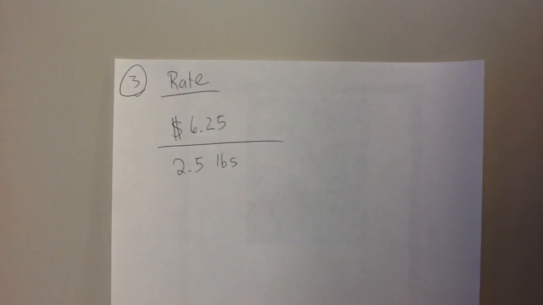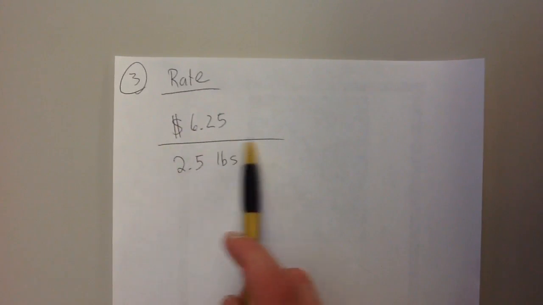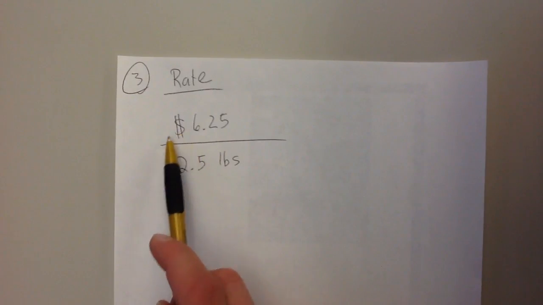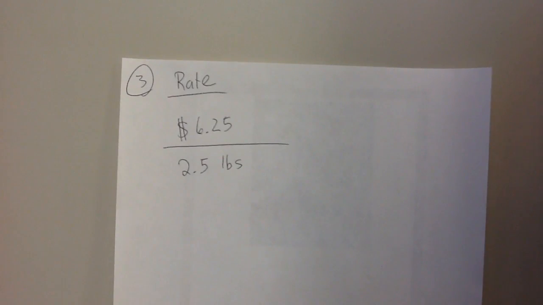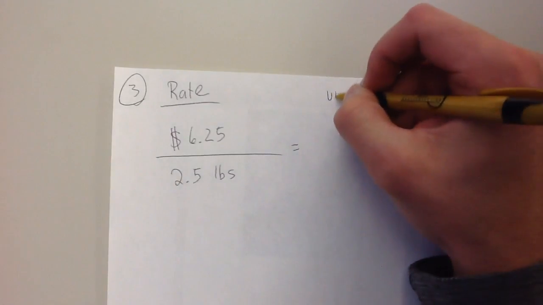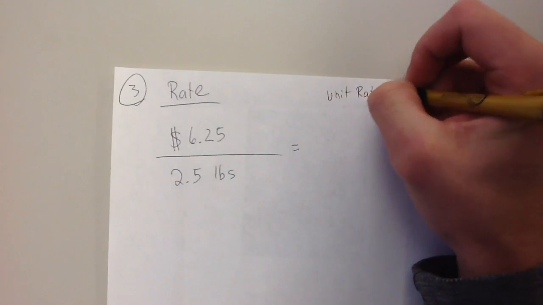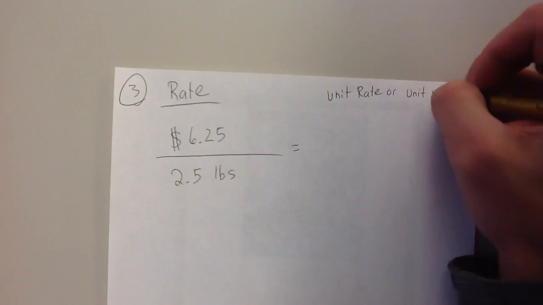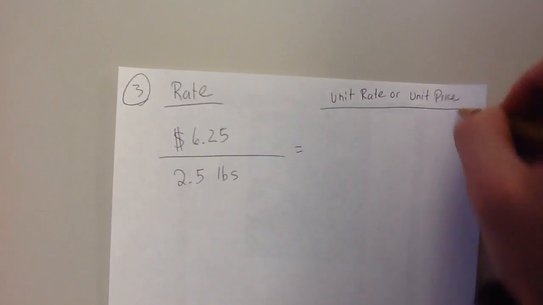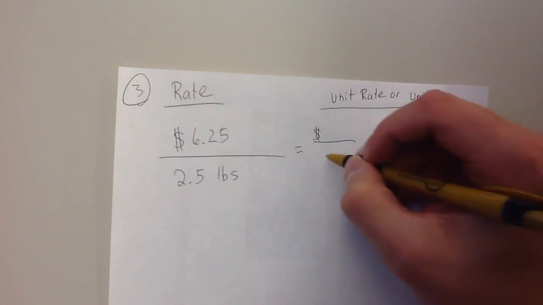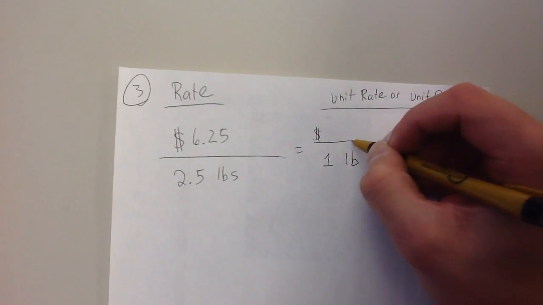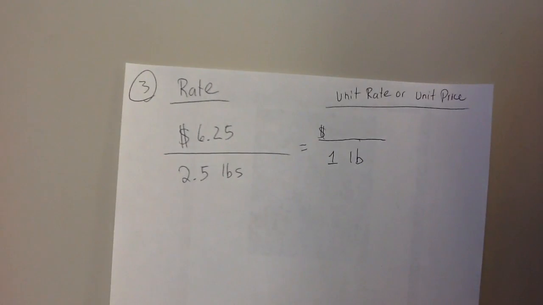I'll use the abbreviation LBS for pounds of cherries. So this is the rate, right? I have cost on top. The horizontal fraction bar means per, cost per pound. So right now it's $6.25 for 2.5 pounds. I want the unit price, or the unit rate, which means I want the cost per 1 pound of cherries.